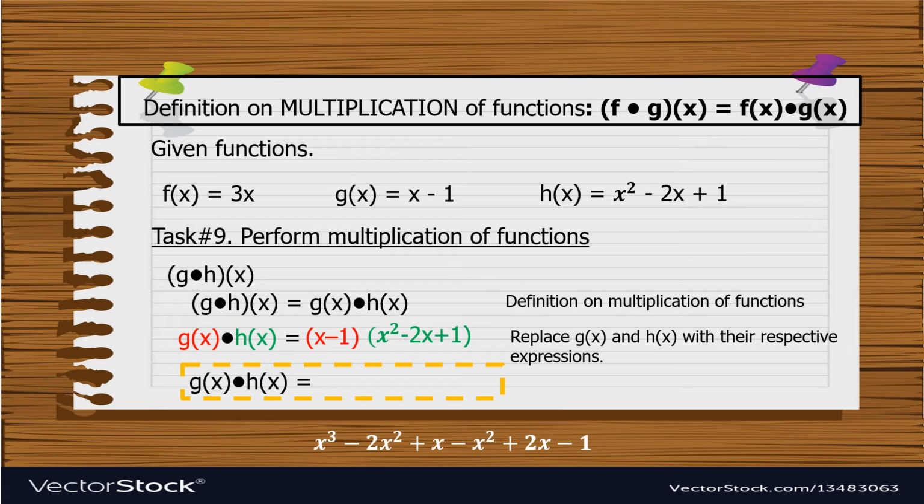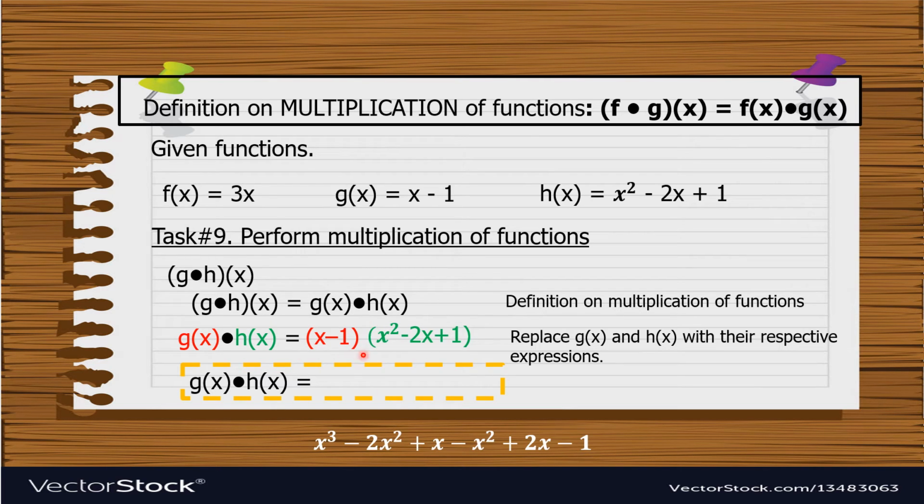Using the distributive property of multiplication, x multiplied by x squared is x cubed. x multiplied by negative 2x is negative 2x squared. x multiplied by positive 1 is positive x.